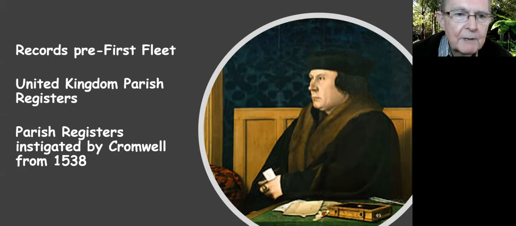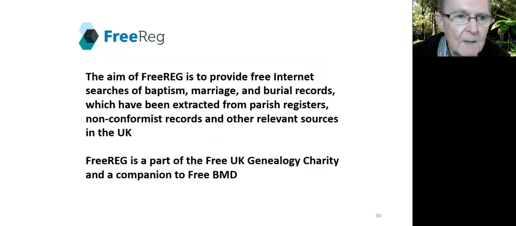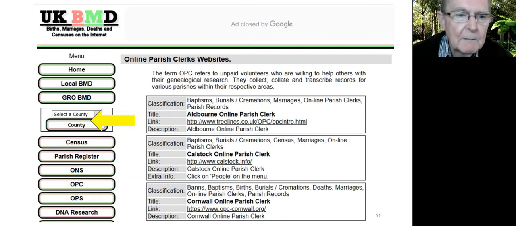For any records pre-First Fleet, going back to the United Kingdom, they have to be found through the parish registers. They were instigated by Cromwell in 1538. I've also included 2 sites where you can search, FreeREG and also UK VMD. Now, if you click on where the arrow is on county, it will come up with a list of all of the parishes within the county which may have records that you can access.